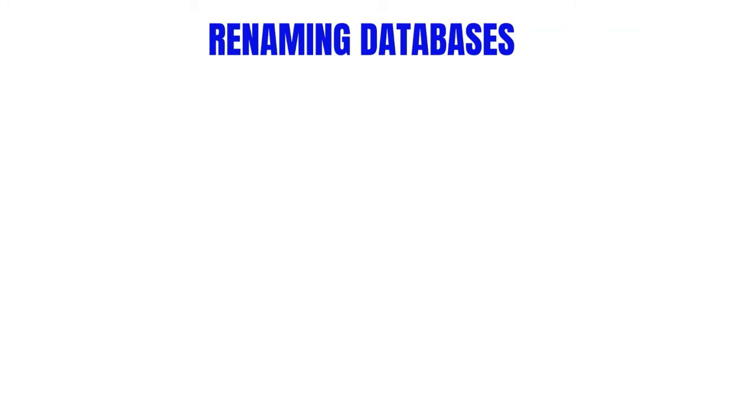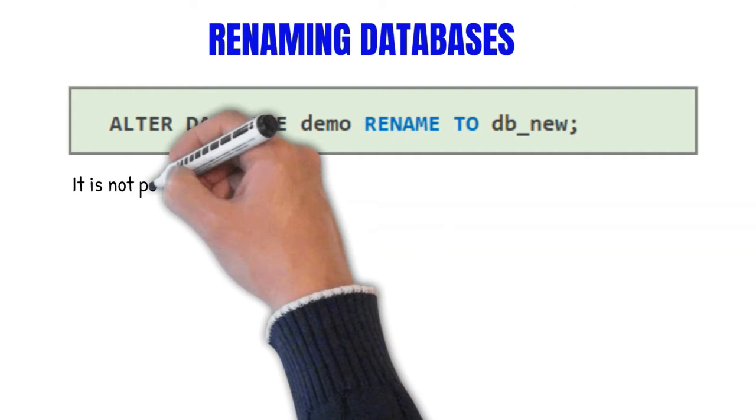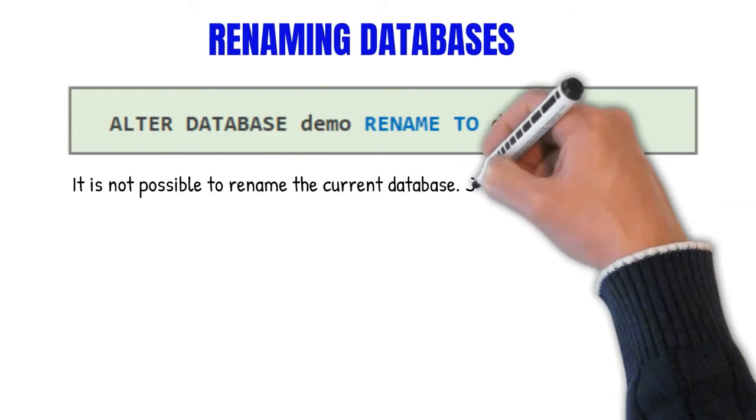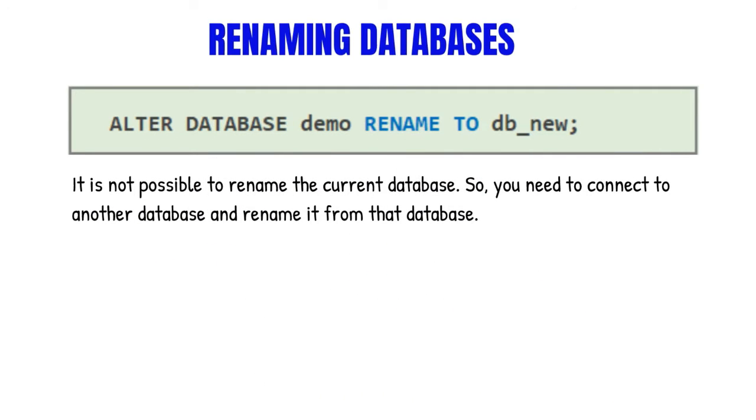From time to time, you may need to rename a database. The syntax to do this is really simple. The syntax follows the format ALTER DATABASE, then the database name, and then you simply say you want to RENAME TO, and then you specify the new name. It's very important to note that when renaming a database, you can't rename the current database. You have to connect to another database and then rename that database.